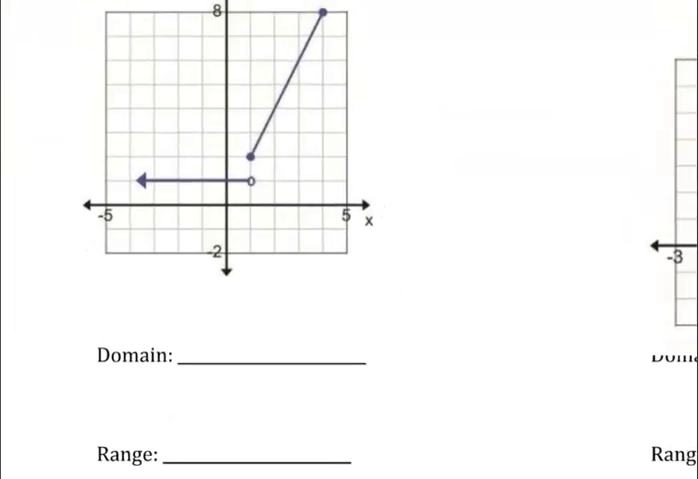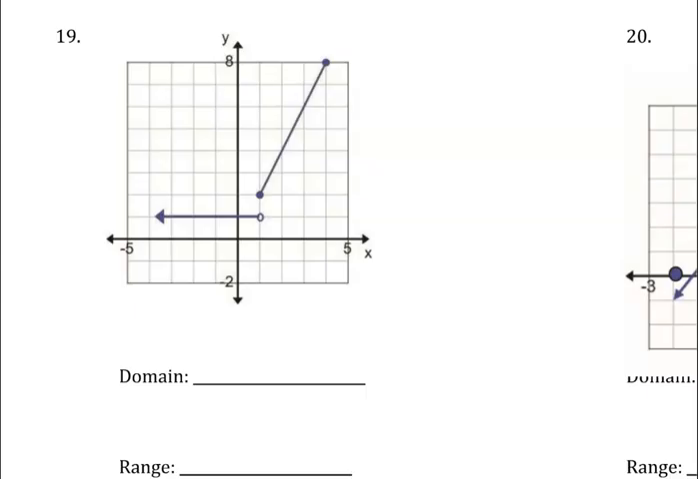In example 19, let's start with the domain. As we begin on the x-axis, starting from the left at negative infinity, this piece here continues to extend out, so the domain does begin at negative infinity. As we move along the x-axis, we continue to see the function. When we get to 1, you may stop and wonder, is 1 in the domain because this point is open?